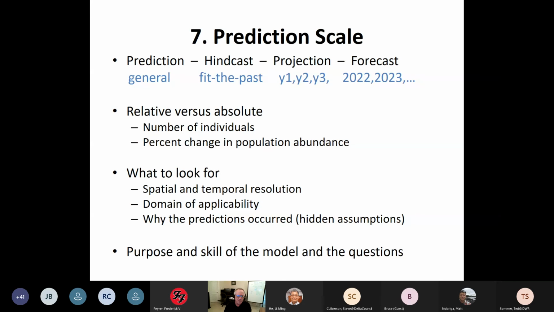What's the prediction scale? We use the term prediction to encompass the others. The hindcast is how you fit the past. How do you tell a projection from a forecast? Probably the easiest way is to look at the time axis. If it says year 1, year 2, year 3, you're in a projection. If it says 2002, 2022, 2023, you're in a forecast. If you want to know the weather, I don't think you're interested in a projection. You're interested in a forecast. The Delta Smelt model does projections.